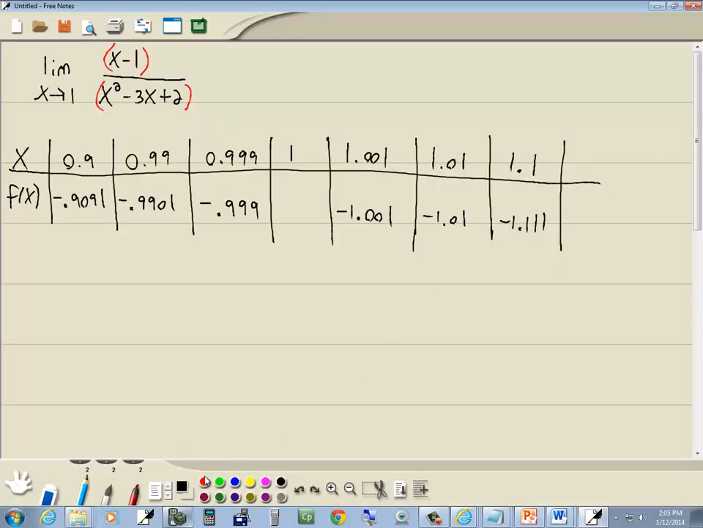Okay. Now we're looking at it as coming from the left side and from the right side, and we're looking at what y is approaching. Obviously x is getting closer and closer to 1 coming from this side, but what about the y values? You see it goes from negative 0.9091, negative 0.9901 to negative 0.999. Looks like it's going to negative 1. Going from this side, we got negative 1.111, negative 1.01, negative 1.001. That also looks like it's approaching negative 1. So negative 1 is going to be our answer.